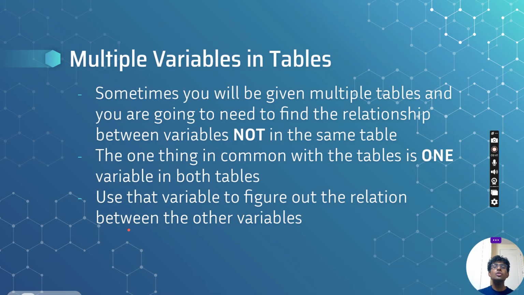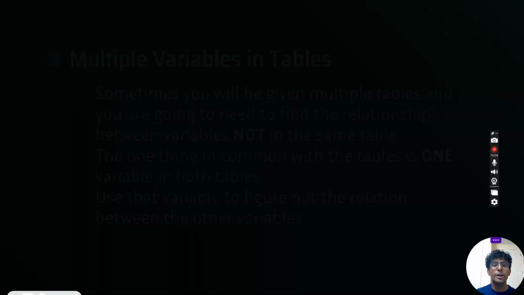All right, sometimes you'll have variables in multiple tables. You're going to be given multiple tables and you might need to find the relationship between variables that are not in the same table. The one thing that's going to be in common with these tables is that you're going to have one variable that is the same in both tables. And you want to use that variable particularly to figure out the relation between other variables. And we're going to go over an example here to understand it better.